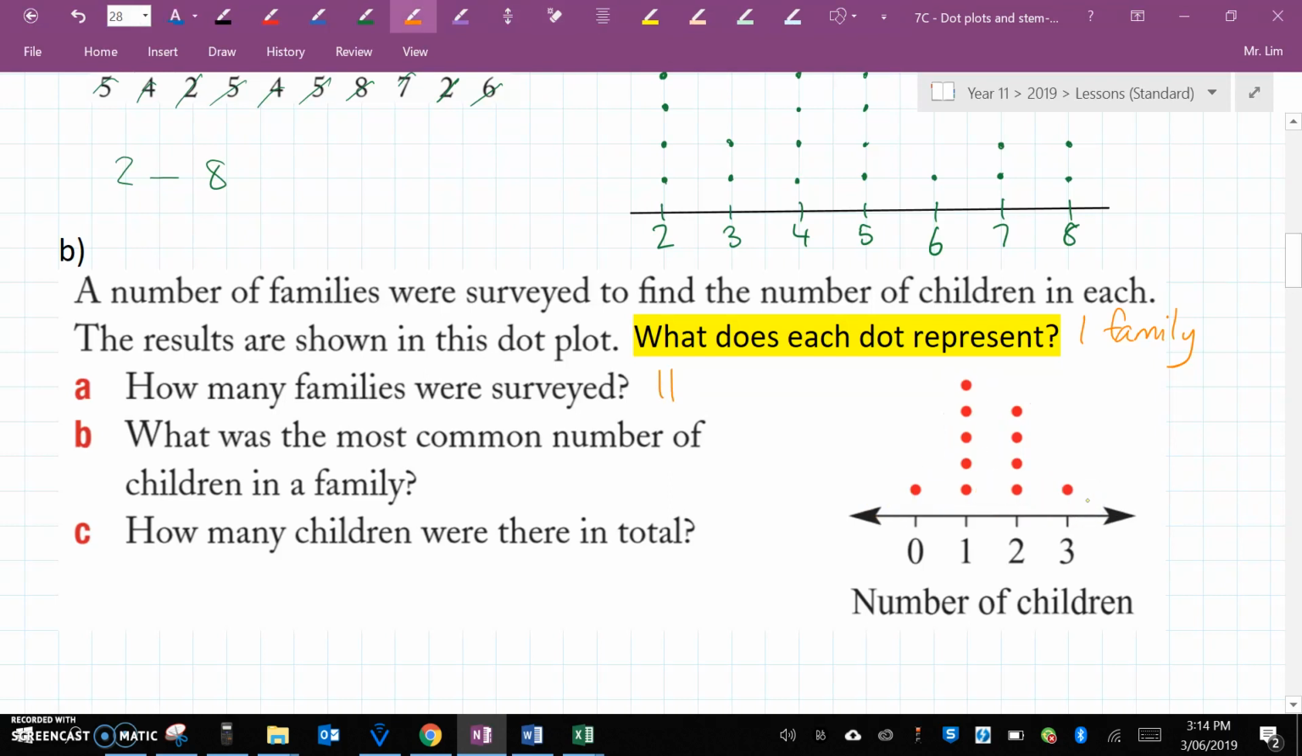What was the most common number of children in a family? 1. Okay, there were 5 families with 1 kid. How many children were there in total? Well, this family had no kids. These 5 families have 1 kid each, so that's 5 in total. These 4 families have 2 kids each, so that's 8. This one family has 3 kids. 0 plus 5 is 5, plus 8, 13, plus 3, 16. There are 16 kids in total.